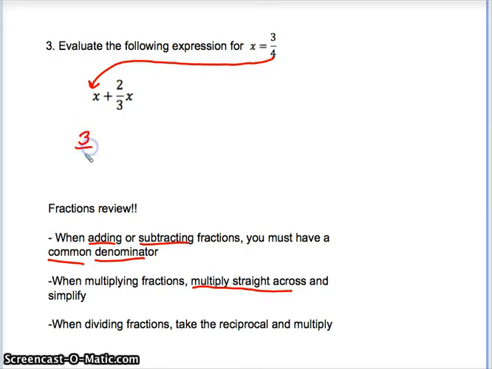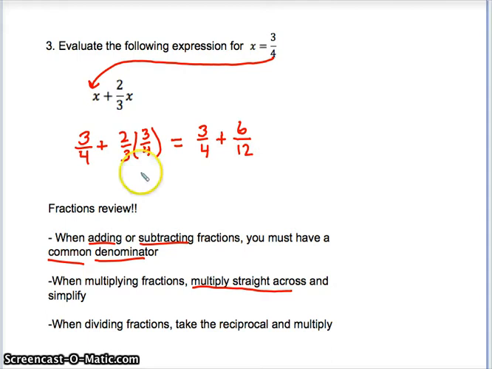I've got 3/4 plus 2/3 times 3/4. All right, I need to multiply straight across to do my multiplication first. So I've got 3/4 plus 2 times 3 is 6, 3 times 4 is 12.